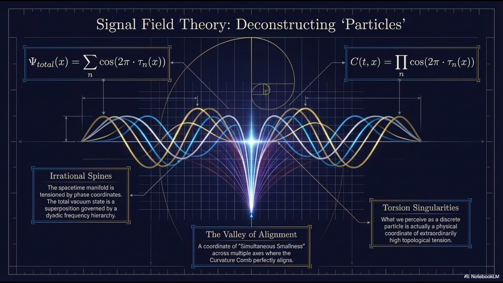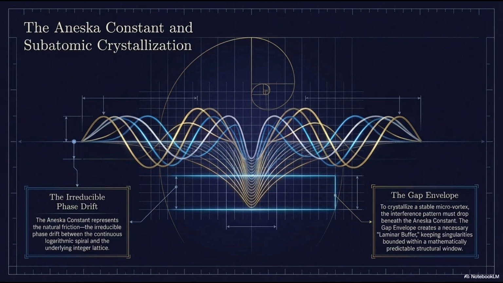But it requires extreme precision. Because the waves are always moving. Right. The math introduces the Inesca constant, which represents the irreducible fundamental phase drift between the curved logarithmic spiral and the straight integer grid of reality. So it's like the geometric friction between a circle and a square. Essentially, yes. For a microvortex to crystallize into a stable particle, the interference pattern has to drop below this exact Inesca constant. And if it doesn't? If it doesn't, the pocket destabilizes.